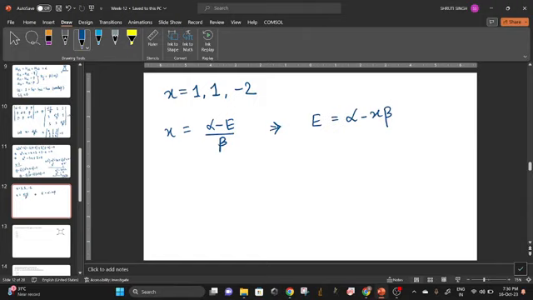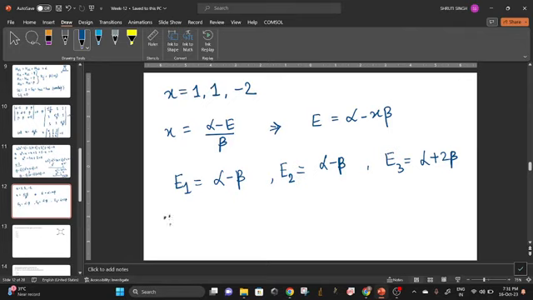So when I'm putting x equals 1, it will be alpha minus beta. Again x is equal to 1, so the second energy is alpha minus beta. And then when I'm putting x equals minus 2, it will be alpha plus 2 beta. Now beta is negative.